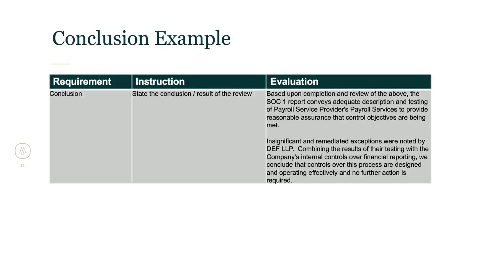Once the report has been fully evaluated, you are now ready to go back to the summary sheet and complete the conclusion cell to determine the result of the review. For this example, based upon completion and review of the above, the SOC 1 report conveys adequate description and testing of the payroll service provider's payroll services to provide reasonable assurance that the control objectives are being met. Insignificant and remediated exceptions were noted by DEF LLP. Combining the results of their testing with the company's internal controls over financial reporting, we conclude that the controls over these processes are designed and operating effectively, and no further action is required.